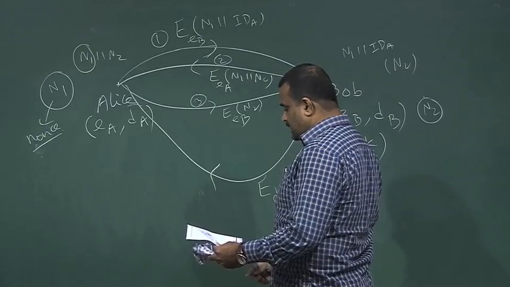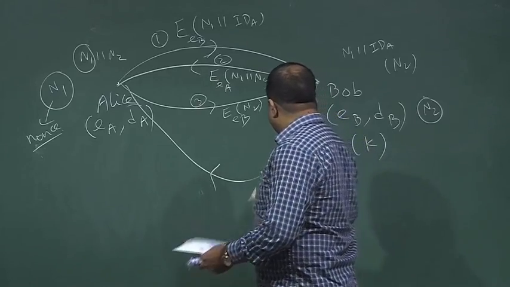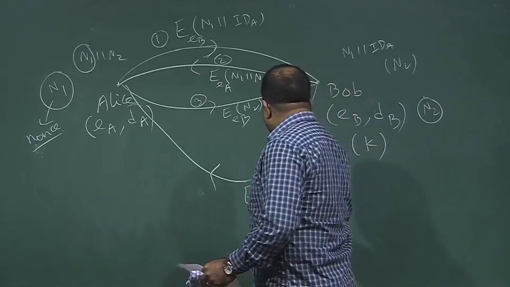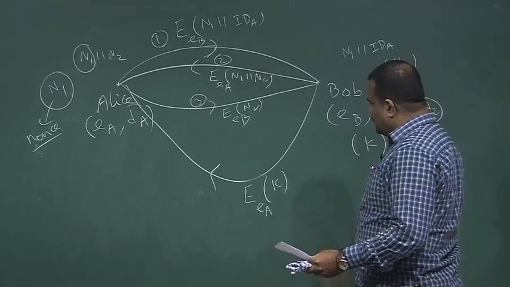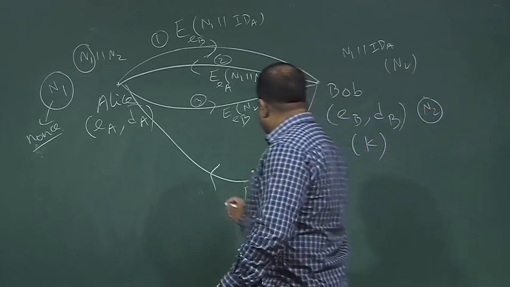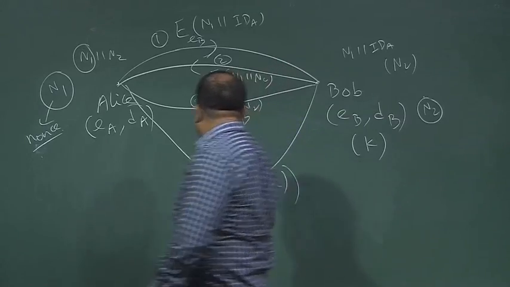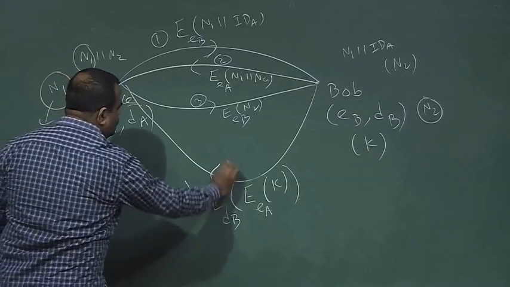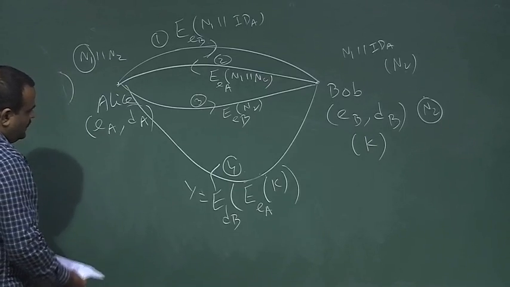Bob will first encrypt this K using Alice's public key, so that it can only be decrypted by Alice, and then Bob will sign on this message. So, this is another encryption on this using Bob's secret key, and this Bob will send to Alice. This is the final communication.